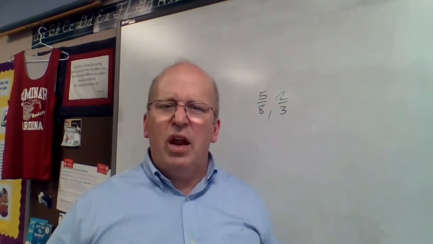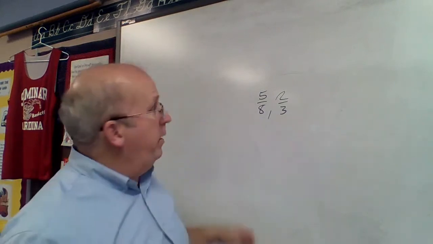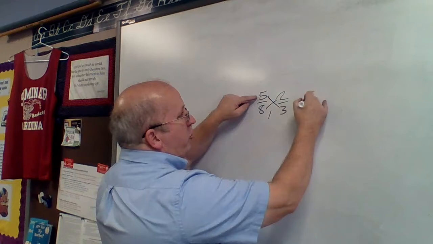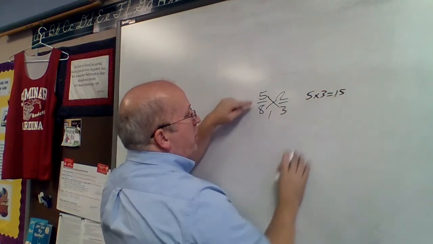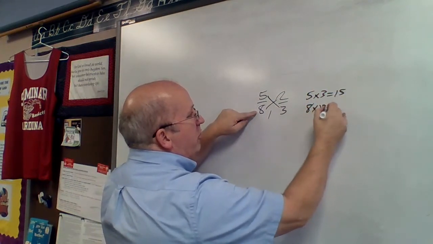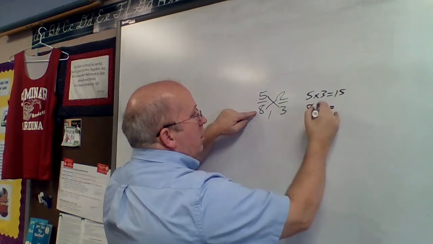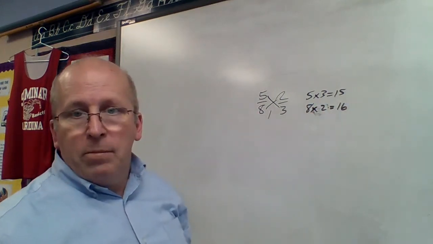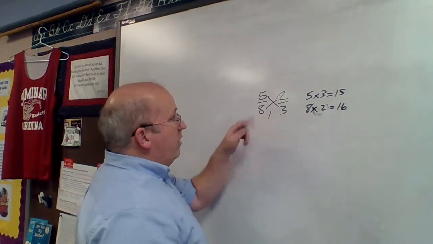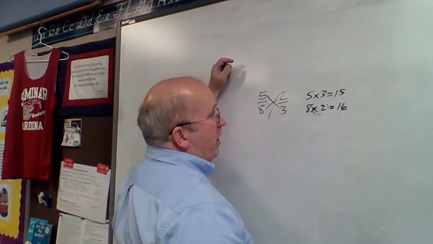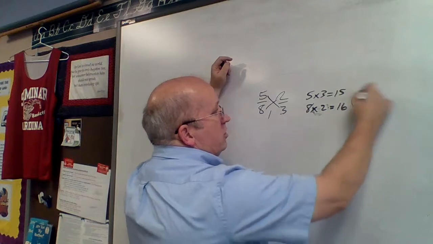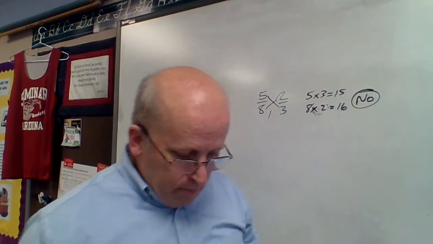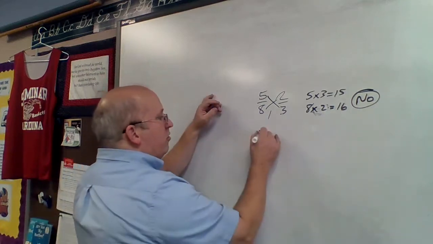Well, how can you figure that out quickly? Here's the method. Multiply the cross products. 5 times 3 is 15, and 8 times 2 is 16. Are the cross products equal to each other? No, they're not. These are not proportional fractions. These are not fractions that would make a proportion. So we'd say no.